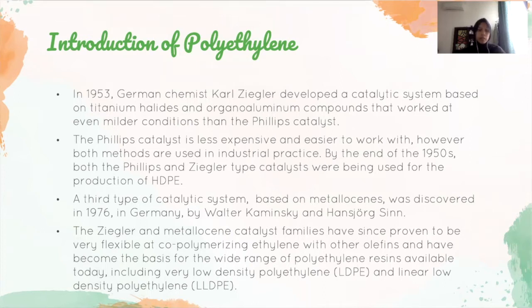By the end of the 1950s, both the Phillips and Ziegler type catalysts were being used for the production of HDPE. A third type of catalytic system based on metallocenes was discovered in 1976 in Germany by Walter Kaminsky and Hansjörg Sinn. The Ziegler and metallocene catalyst families have since proven to be very flexible at copolymerizing ethylene with other olefins and have become the basis for the wide range of polyethylene resins available today, including very low-density polyethylene (VLDPE) and linear low-density polyethylene (LLDPE).